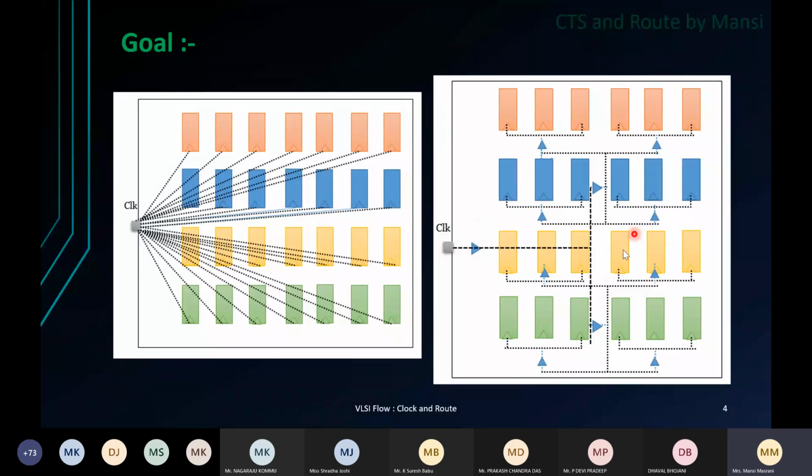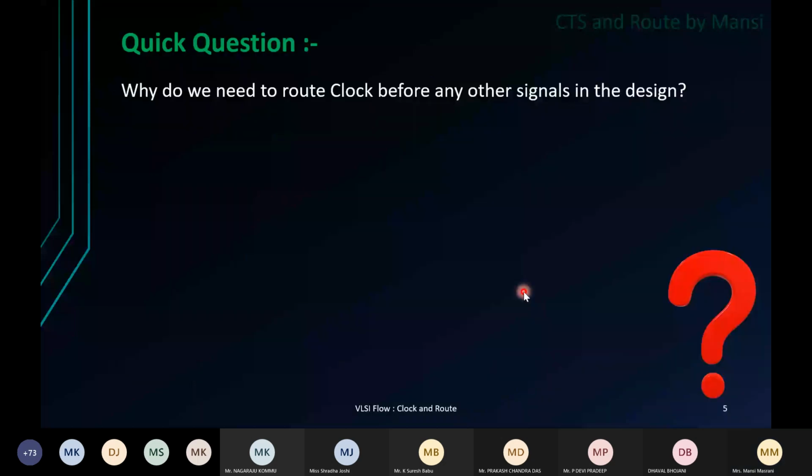Now, let's start with the very first basic question. Why do we need to route clock before any other signals in the design? Can anybody tell me? I could do that later, at the stage where all my signals are routed, and now I know that only clock is pending, so let me route clock now. Will it be feasible enough? Okay, so the answer is no.